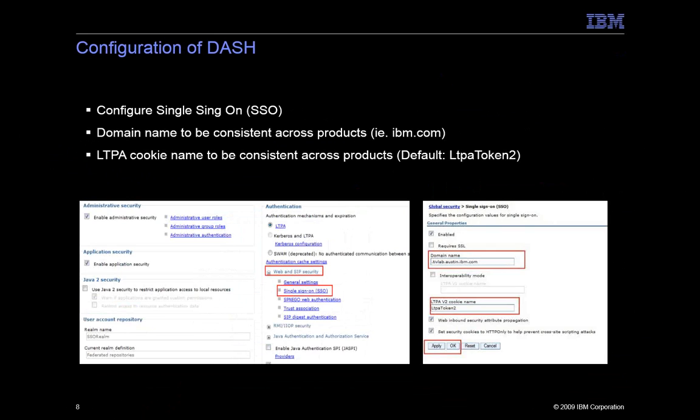Now, the LTPA cookie name by default is LTPA token 2. Can you change it? Yes. But if it's default, I'll say leave it as it is. Make it a default. If you want to change it, remember, if you change it, you need to remember later on. And I'll show you once we get to the Impact side. So once you do that, you're going to click Apply and OK.